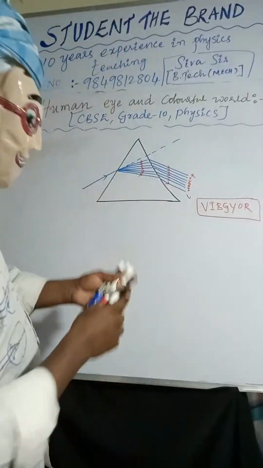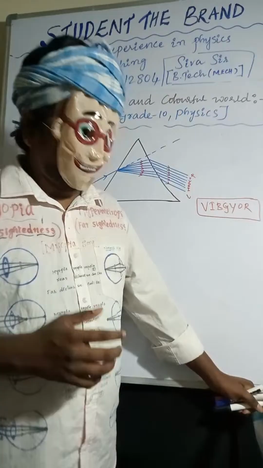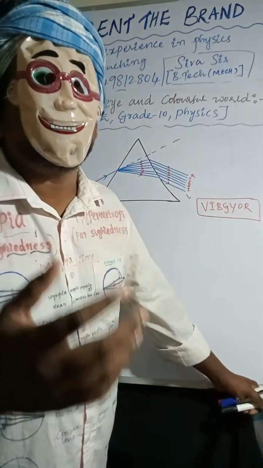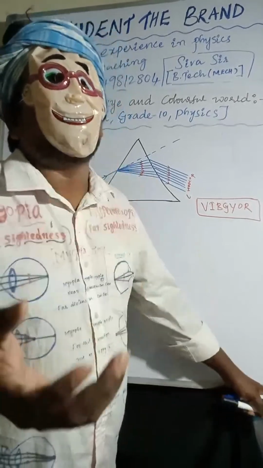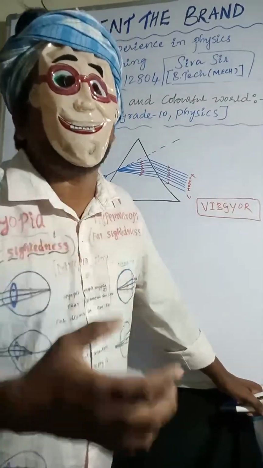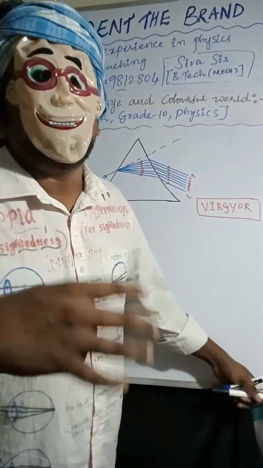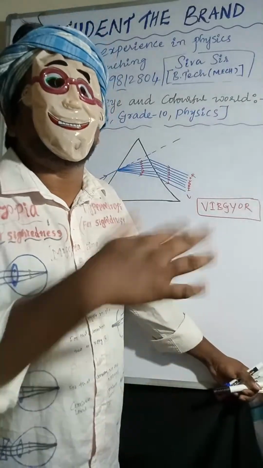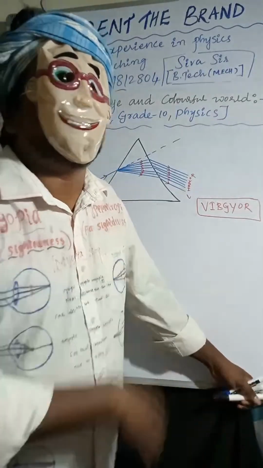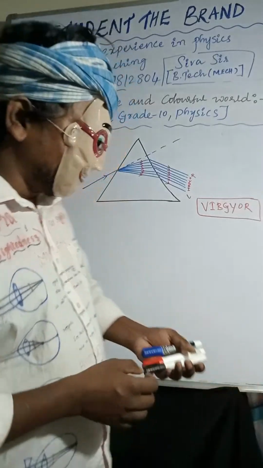Now, actually, Newton sent white light through a prism, and the light split into 7 colors. He wanted to split it further, so he placed a normal prism beside the first prism, but he didn't get anything. Then he placed an inverted prism beside that, and he got white light as the outcome. Now we can see.